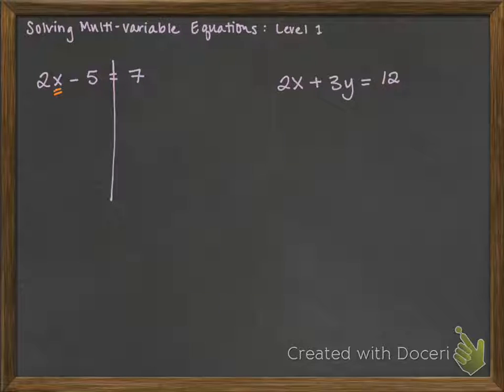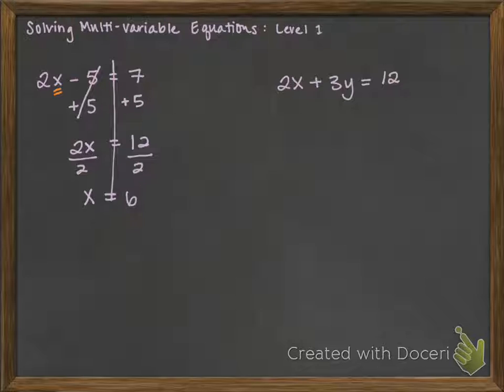So the first thing that we can undo is this subtract 5 by adding 5 to both sides so that it cancels out on our left side. So we are left with 2x equals, and then 7 plus 5 will give us 12. Now we need to undo the multiplication of 2 to x. So in order to undo that multiplication, we are going to divide both sides by 2. So we are finally left with x equals 6 as our final answer.